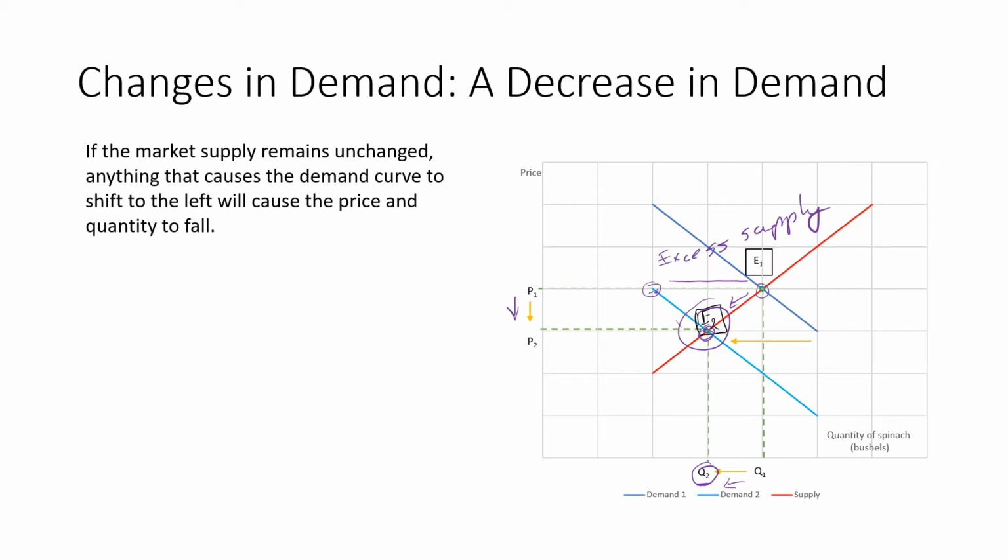So what we learn from this is if the market supply remains unchanged, anything that causes the demand curve to shift to the left will cause the price and quantity to fall.